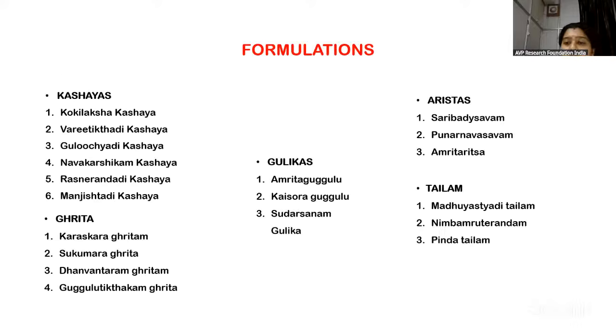So some of the formulations that we commonly use in Ayurveda are Kokilaksham Kashayam, Veeradaradi Kashayam, Guluchyadi Kashayam, and Ghrita formulations like Amritaprasha Ghritam, Tiktaka Ghritam, Sukumara Ghritam, and Gulikas like Amrita Guggulu and Kaishore Guggulu. Guggulu preparations actually help to get rid of your pain, and things like Kaishore Guggulu are very effective in the management of Rakta Pradoshaja Vyadhis.